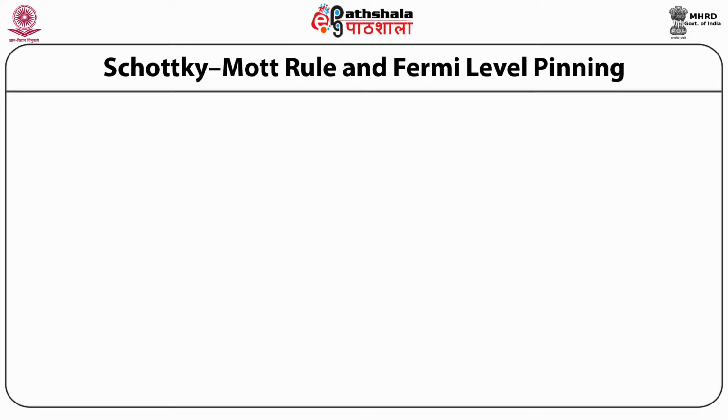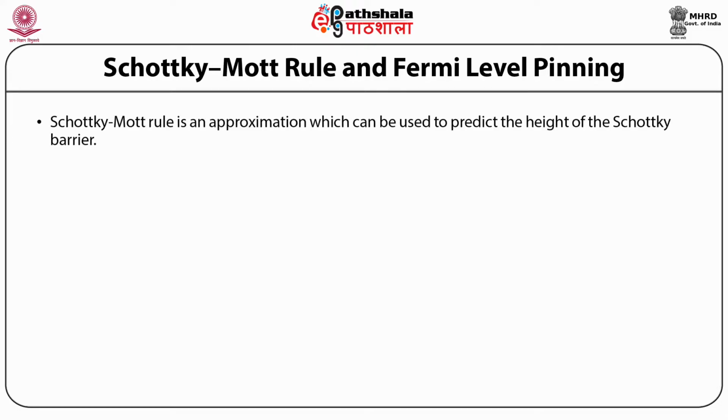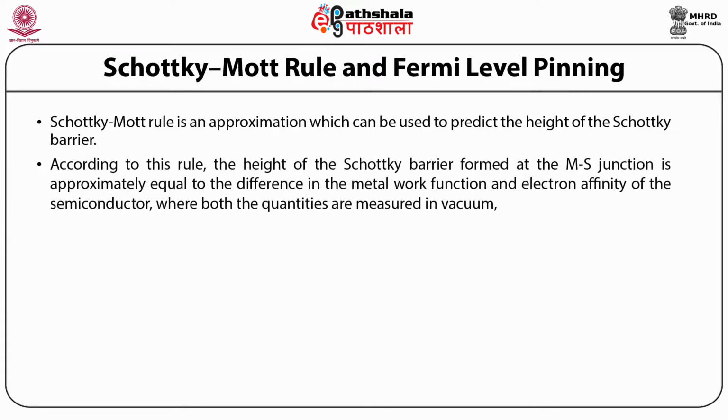Schottky-Mott rule and Fermi level pinning. The Schottky-Mott rule is an approximation which can be used to predict the height of the Schottky barrier. According to this rule, the height of the Schottky barrier formed at the MS junction is approximately equal to the difference in the metal work function and electron affinity of the semiconductor, where both quantities are measured in vacuum. That is, phi b raised to power n is equivalent to phi metal minus psi of the semiconductor. This is represented as equation 2.